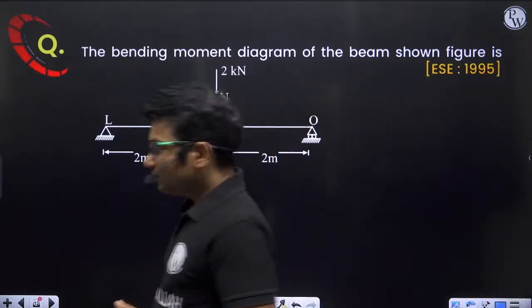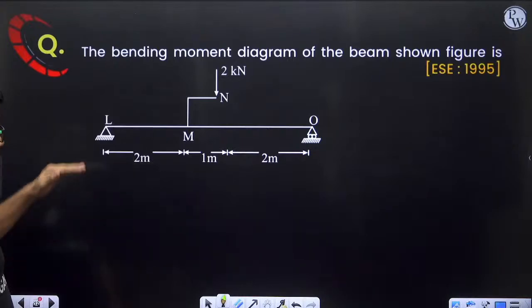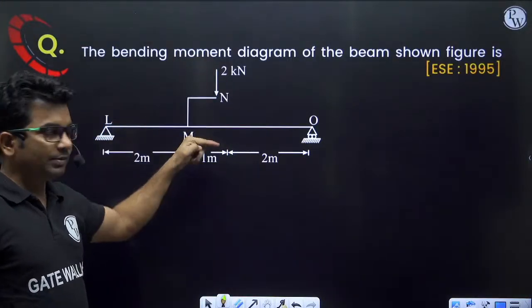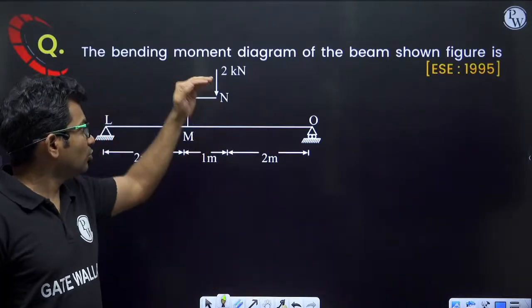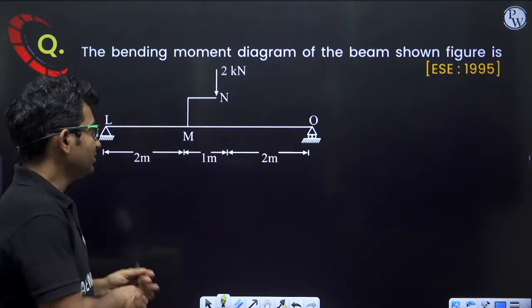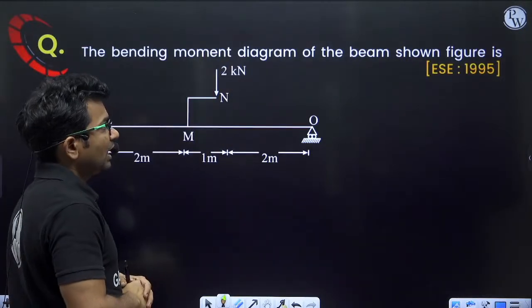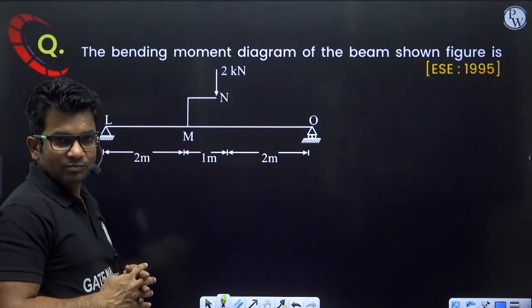Okay, so here we are having a beam, and on this beam a load is applied, but the load is applied indirectly. The load is not applied on the beam directly. Here one bracket is connected, and on this bracket the load is applied. Now because of this we have to find out the bending moment diagram.